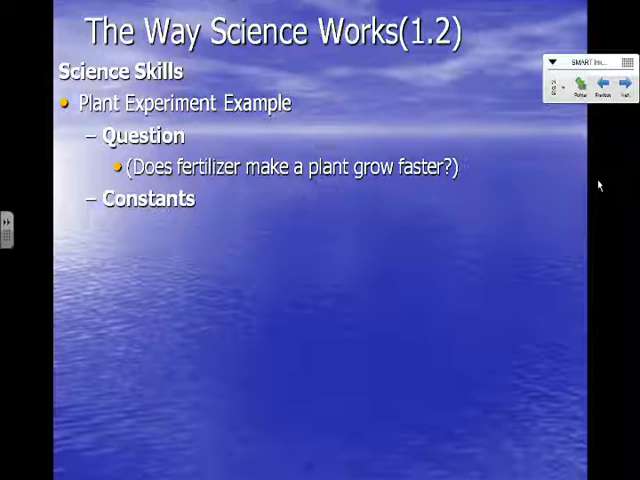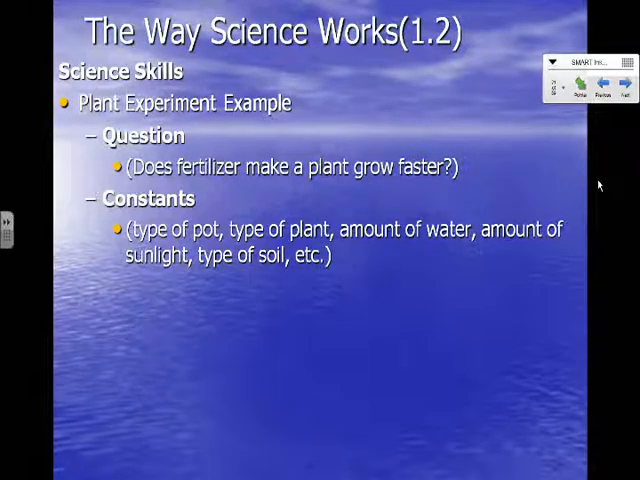Now, constants are things that stay the same. So if we have two plants, we're going to have one with fertilizer, one without fertilizer. That's how we test to see if it actually works. And in those two plants, there are some things that we want to keep the same because there's only one thing we're testing, and hopefully you know what that is.